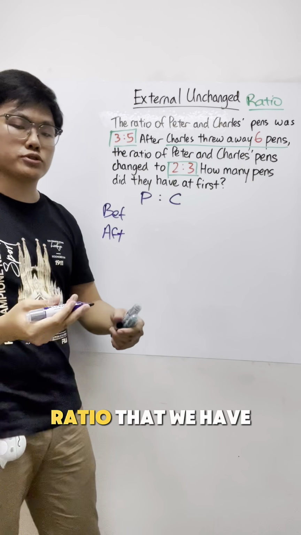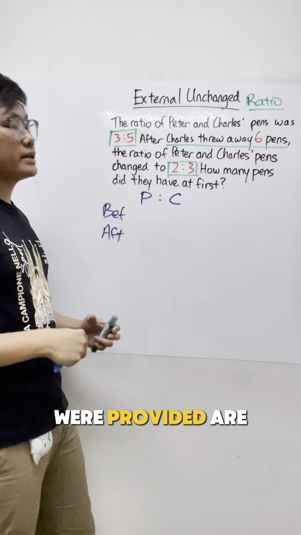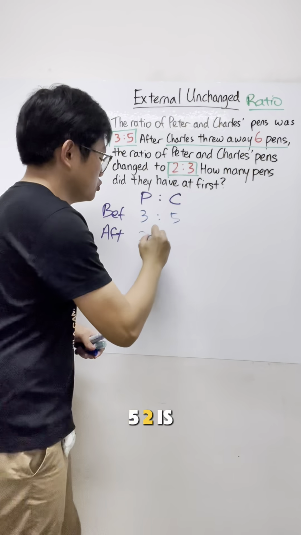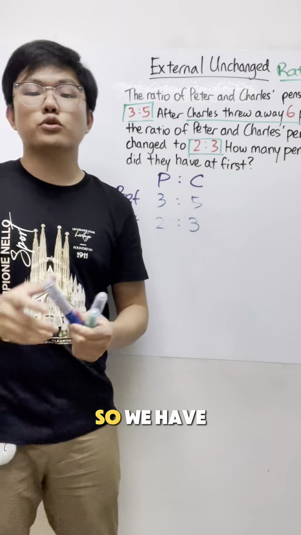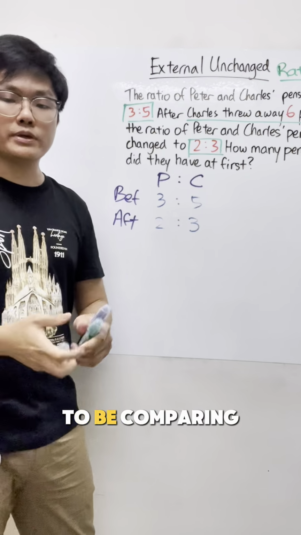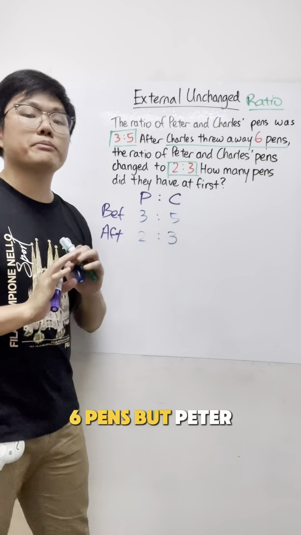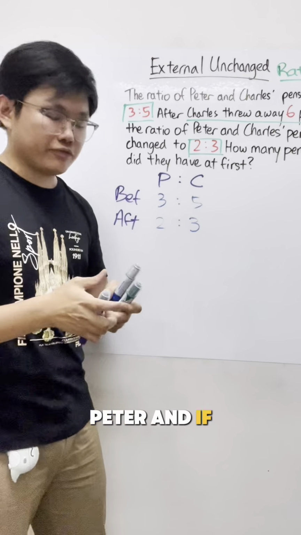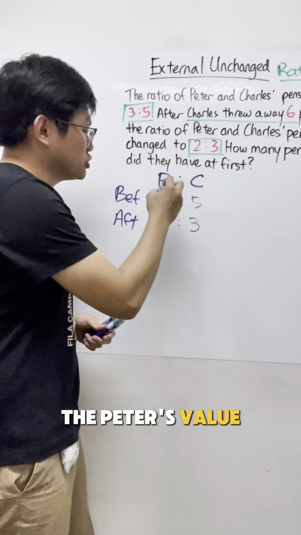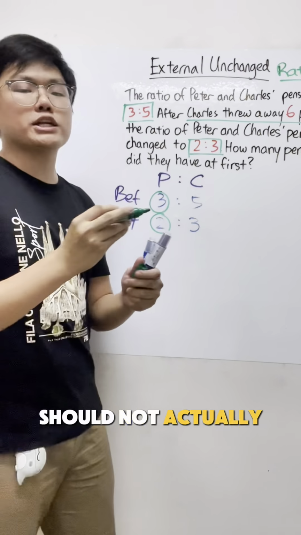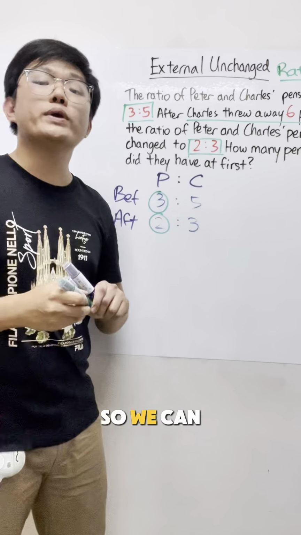So let's look at the ratios that were being provided. The ratios that were provided are 3:5 and 2:3. So you write 3:5, 2:3. So with these ratios over here, now we are going to be comparing the values because we notice that Charles threw away 6 pence, but Peter, nothing happened to Peter. And if nothing happens to Peter, Peter's value should stay exactly the same. So Peter's value of 3 and 2 should not actually have any difference in the numbers. So we can make them the same.